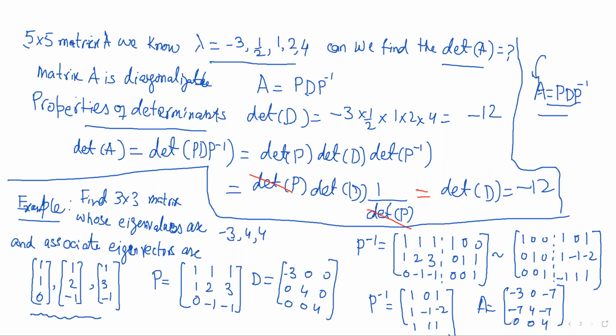So with this, I complete the topic of diagonalization. Next, maybe an optional topic, which is about complex eigenvalues and eigenvectors. So maybe we can start it.